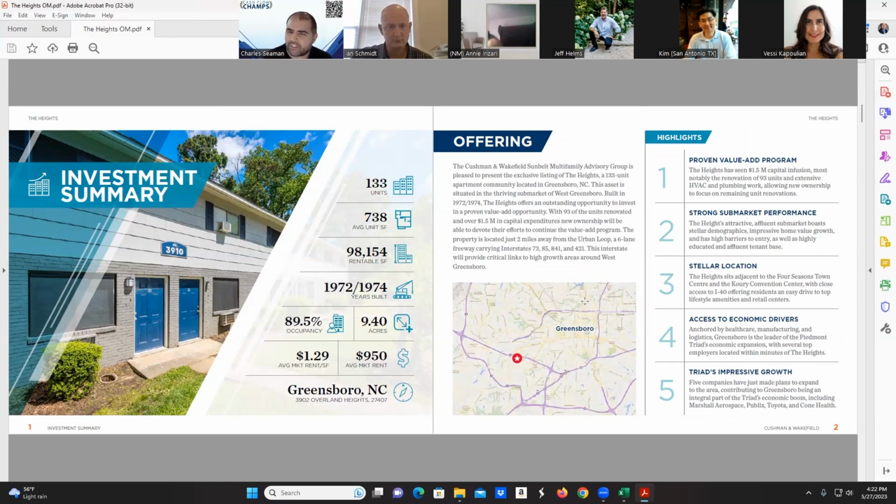And the executive summary, they're telling us that the Cushman & Wakefield Sunbelt Multifamily Advisory Group is pleased to present the exclusive listing of the Heights, a 133-unit apartment community located in Greensboro, North Carolina. This asset is situated in the thriving submarket of West Greensboro, built in 1972 and 74. The Heights offers an outstanding opportunity to invest in a proven value-add opportunity. With 93 of the units renovated and over $1.5 million in capital expenditures, new ownership will be able to devote their efforts to continue the value-add program. The property is located just 2 miles away from the urban loop, a 6-lane freeway carrying Interstate 73, 85, 841, and 421. This interstate will provide critical links to high-growth areas around West Greensboro.